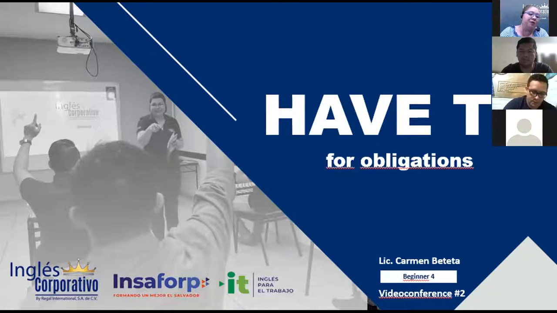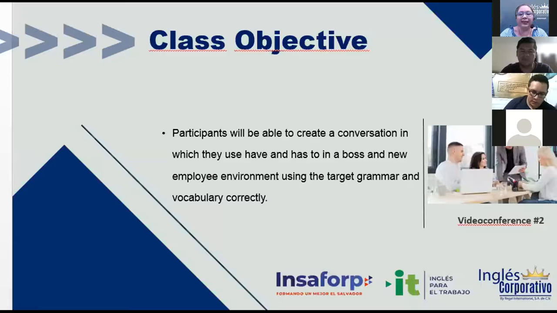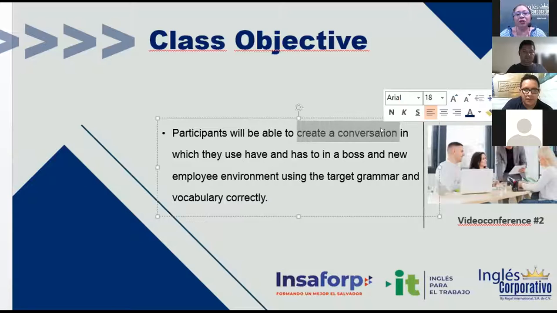And the class objective for tonight is easy, okay? You will be able to create a conversation in which you are going to use have and has to in a bus and new employee environment using the target grammar and vocabulary correctly. Entonces, ¿qué es lo que vamos a hacer? Create a conversation, okay? Esto es como un mensaje subliminal, así, create a conversation, questions and answers, okay? Eso es lo que vamos a ver, ¿sí?